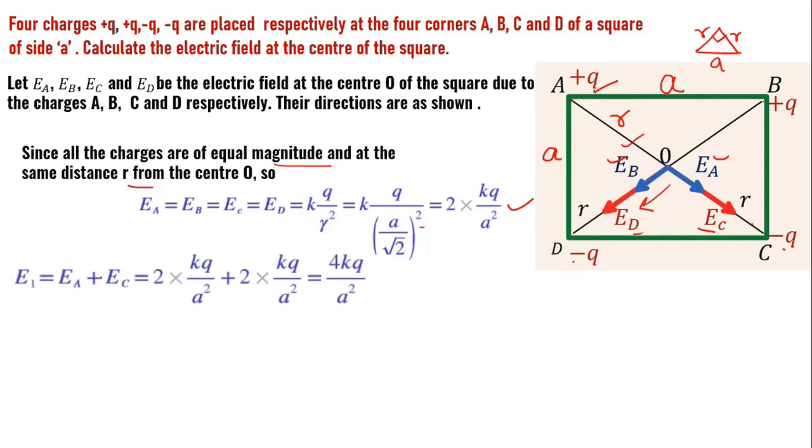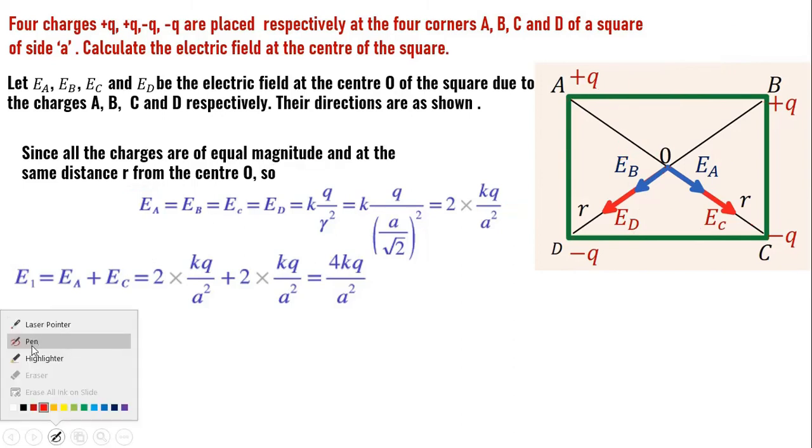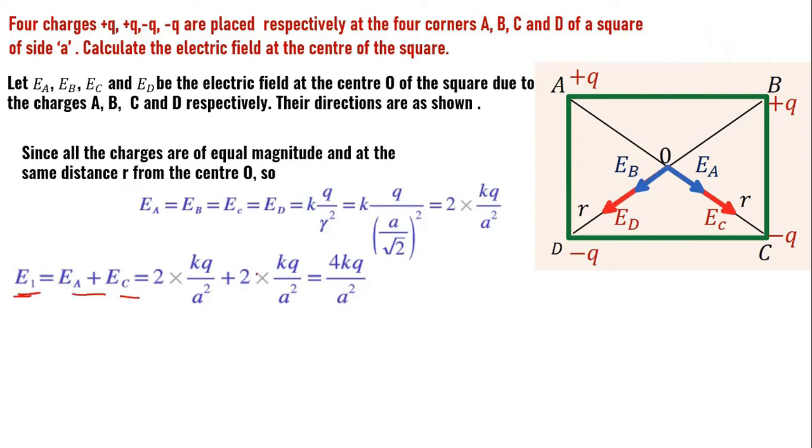Now, we want to find the value of E1. Let me clear the figure first. First we will find E1, which is EA plus EC, that is pointing in the same direction. So, EA and EC are pointing in the same direction. So, E1 is the net electric field. Magnitude wise, we have to simply add up these values. That is, EA is 2 into KQ by a square. Similarly, EC is 2 into KQ by a square. So, on adding, we will get 4 KQ by a square.